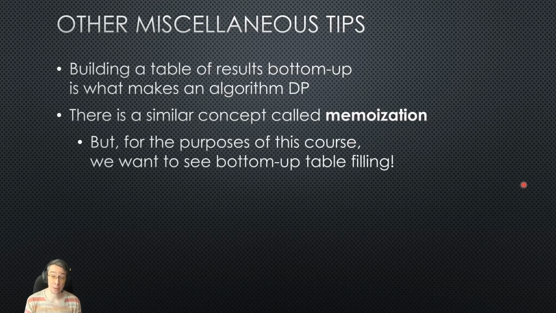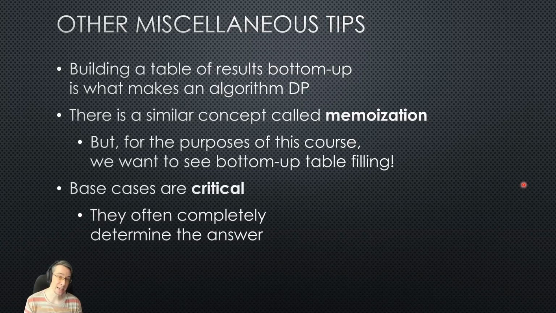where basically you make recursive calls, and before you return the result of your recursive call, you save the value somewhere. And you can look up that value later to avoid redundant recursive calls. For the purposes of this course, we are not calling that dynamic programming, and we want to see bottom-up table filling. And base cases in a dynamic programming algorithm are really critical. They often completely determine the answer.